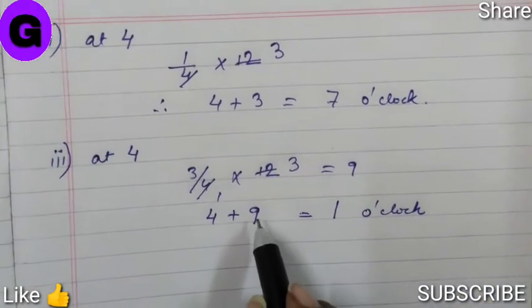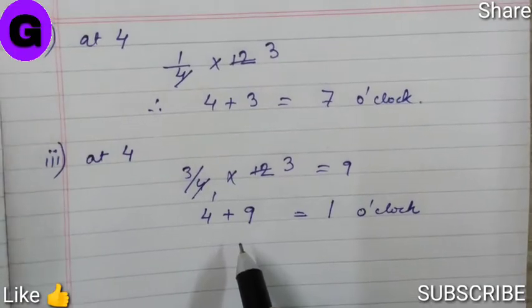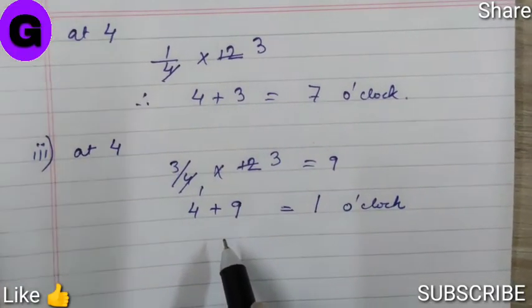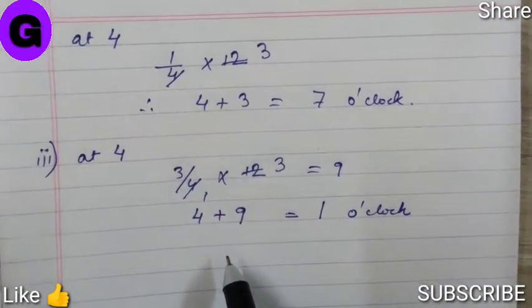Actually, if we add 9 plus 4, we are getting 13. So in a clock, we have nothing called 13. So that will become automatically 1. So we have to keep these minor things in our mind.